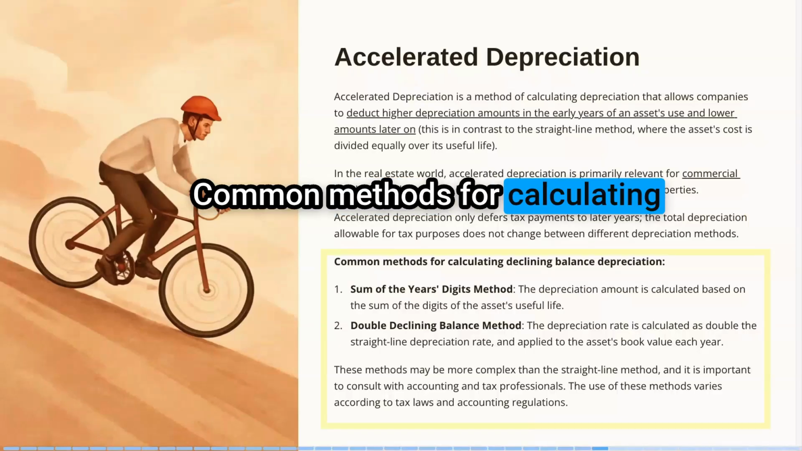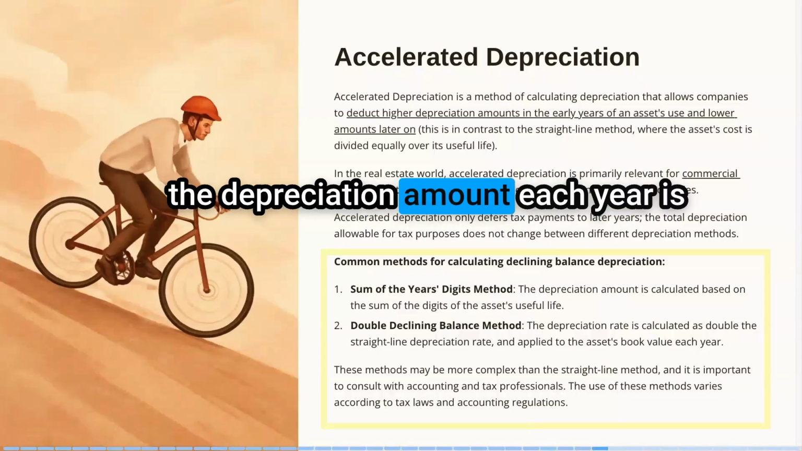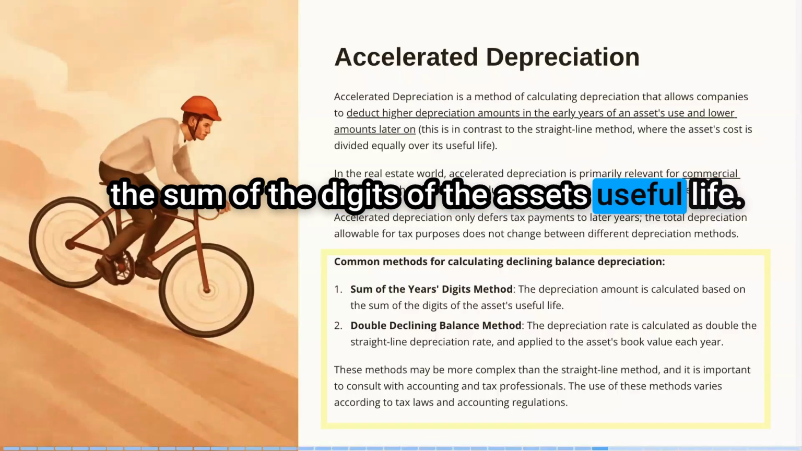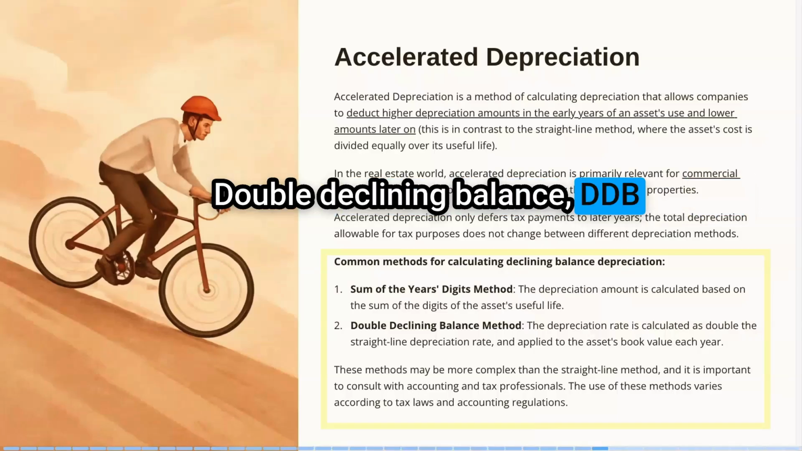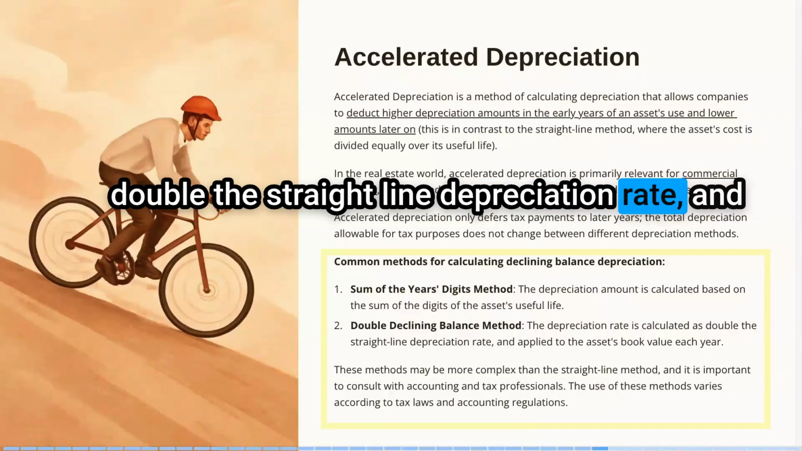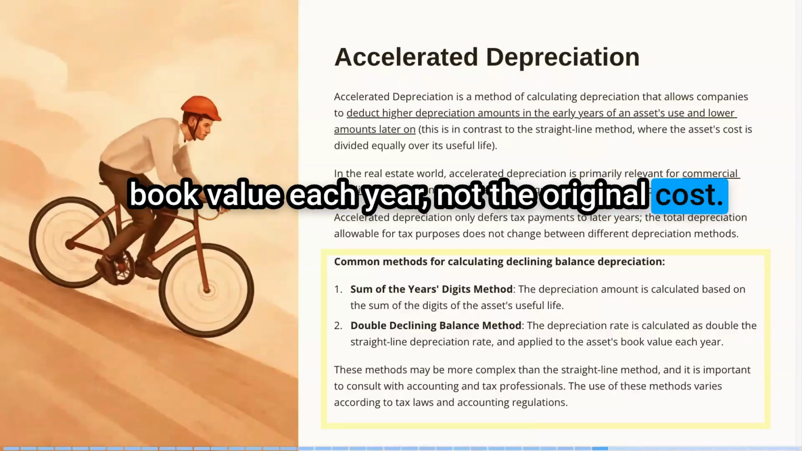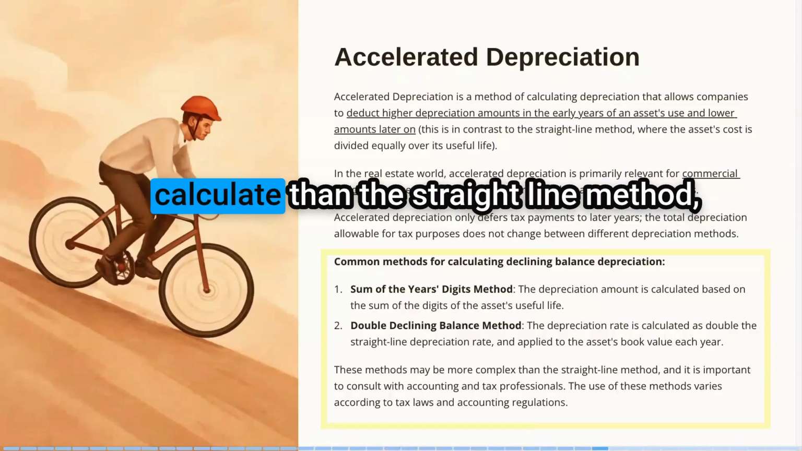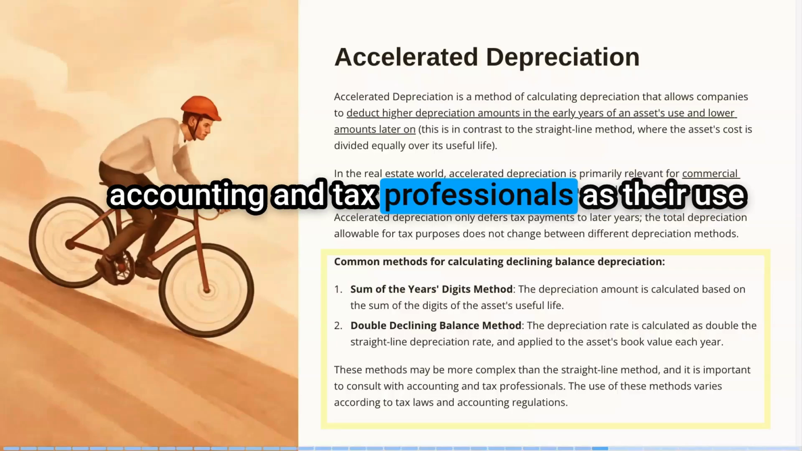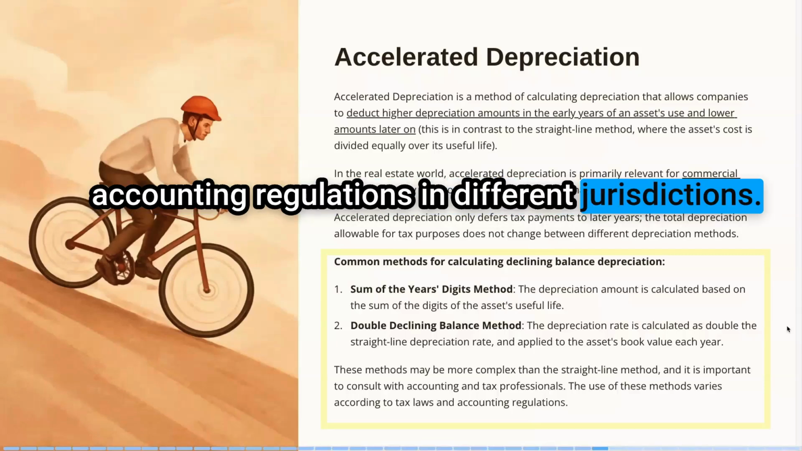Common methods for calculating accelerated depreciation. Sum of the year's digits, SYD. The depreciation amount each year is calculated based on a fraction derived from the sum of the digits of the asset's useful life. Double declining balance, DDB. The depreciation rate is typically calculated as double the straight line depreciation rate, and this rate is then applied to the asset's declining book value each year, not the original cost. These methods can be more complex to calculate than the straight line method, and it's always important to consult with accounting and tax professionals, as their use and specifics vary according to tax laws and accounting regulations in different jurisdictions.